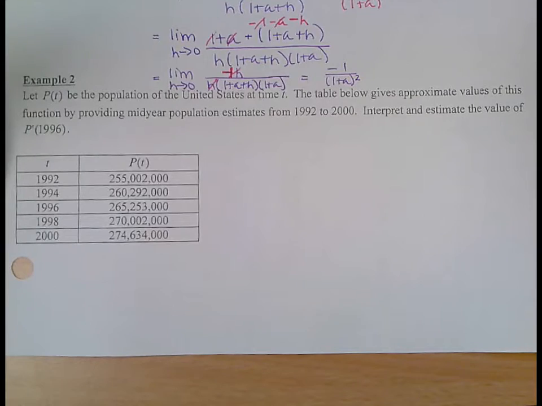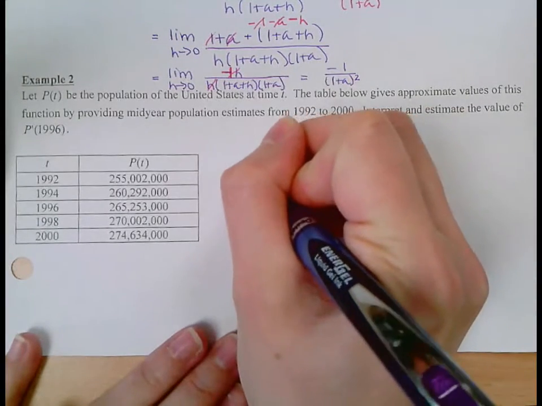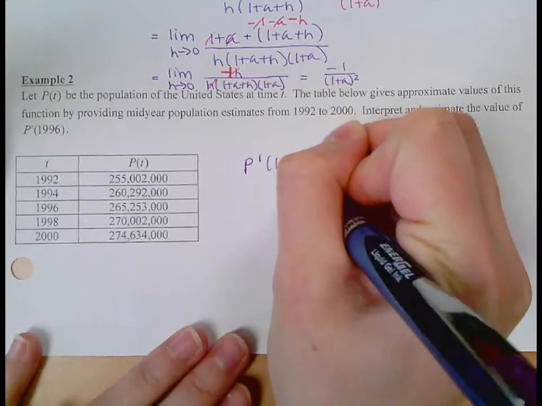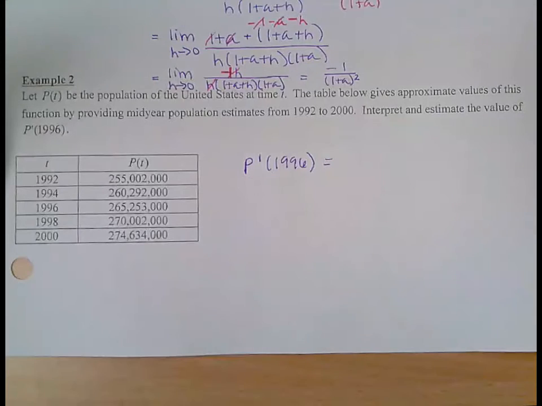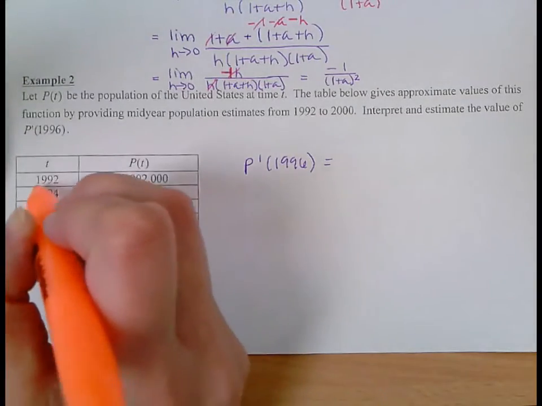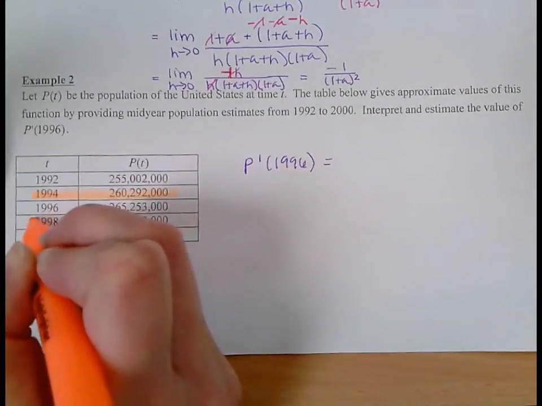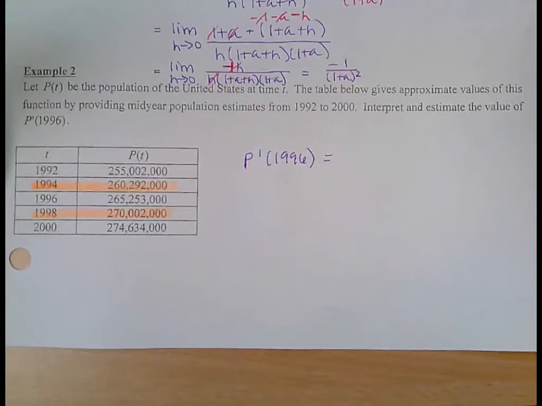So it wants, first of all, let's estimate this value. If we wanted to find P prime of 1996, and all we know about the function P of t is what's given in this table, how do you find or estimate that derivative? Yes. The best approximation we can get is the slope between the 2 points on either side of 1996 that are closest.